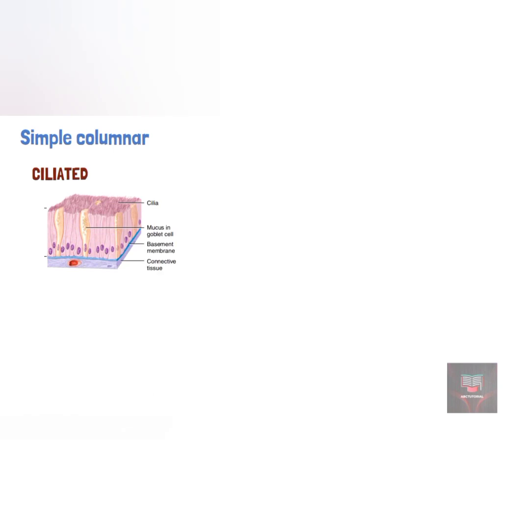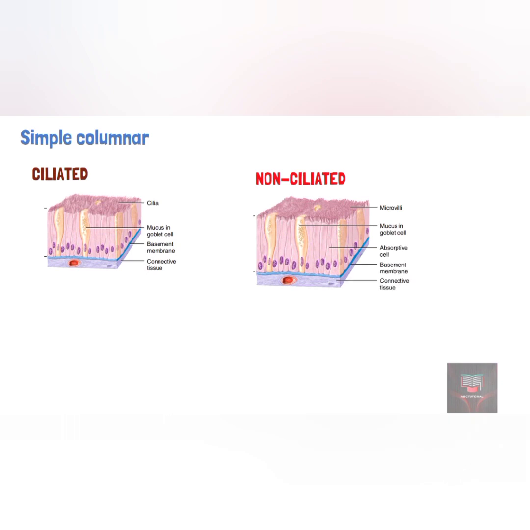Simple columnar epithelium is a single layer of column-like cells, which could be ciliated, that is, when there is presence of cilia on the apical surface, and they could also be non-ciliated, in which case there is absence of cilia on its apical surface. Non-ciliated simple columnar epithelium has the presence of microvilli at the apical surface.